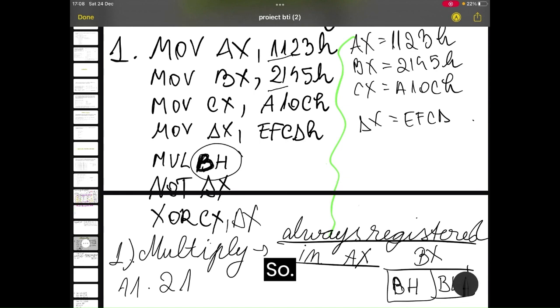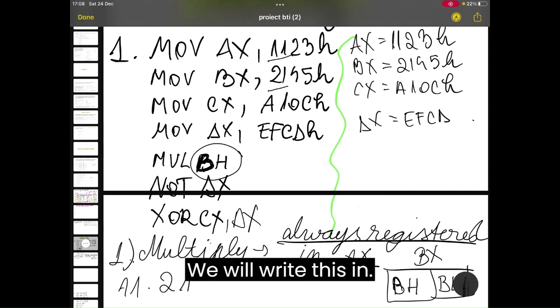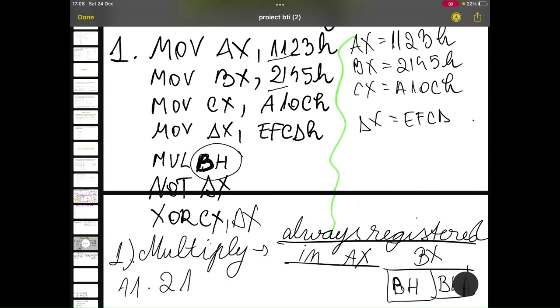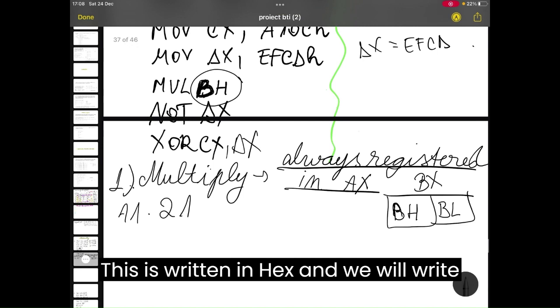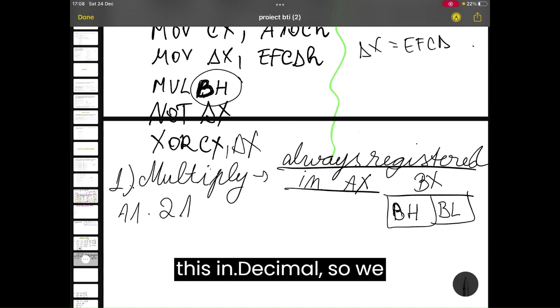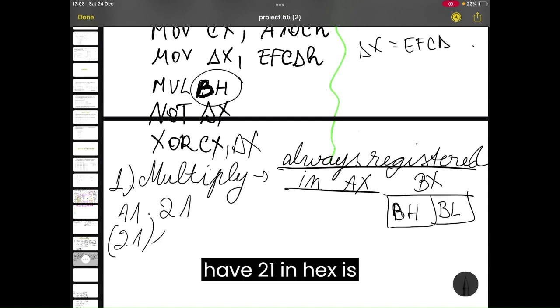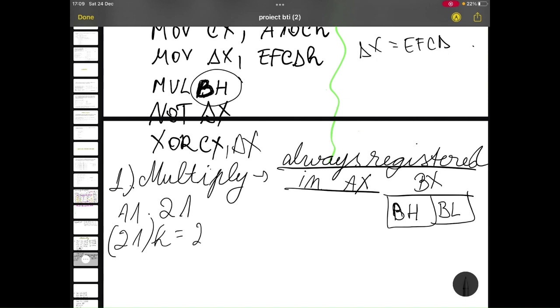So we will write this in, this is written in hex, and we will write this in decimal. So we have 21 in hex is equal to this.